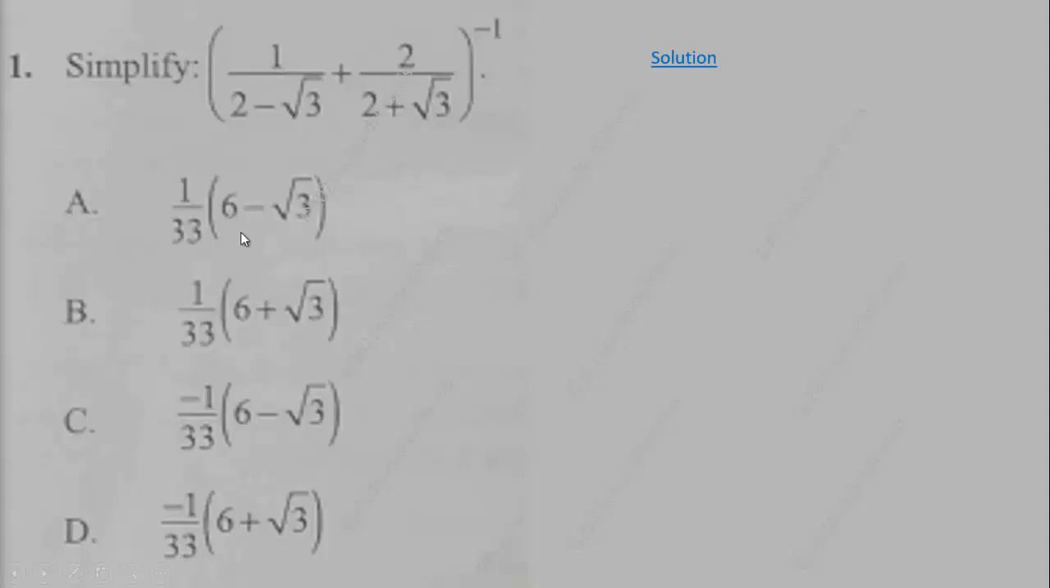Here is the WASSCE 2021 paper 1. We are going to solve questions 1 through 40. So we are beginning with the first one.